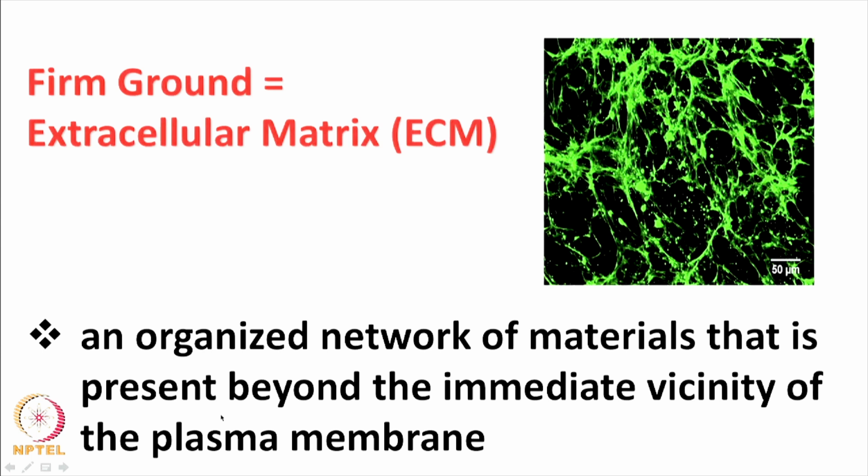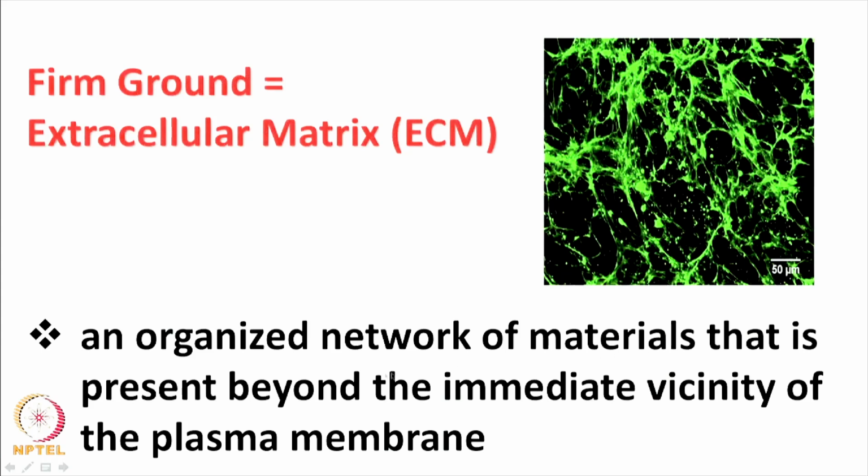Okay. Similar to the experiments with gamma sarcoglycan deficient cells, you can very well imagine that if I have a cell sitting on a matrix and exerting a lot of forces which this matrix is unable to support, that will lead to collapse of the cell or detachment of the cell. Okay. So, properties of the extracellular matrix, not only the chemical properties but also its physical properties, are equally important. Okay. So, the ECM is an organized network of materials that is present beyond the immediate vicinity of the plasma membrane.